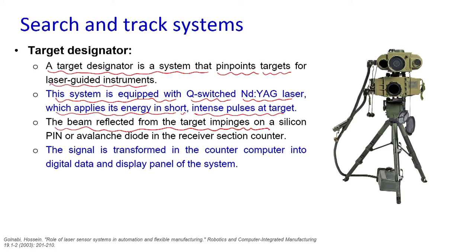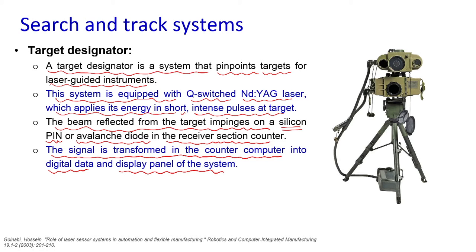So in this case, we are using a Q-switched Nd laser, a solid state laser, which is applying the energy in a very short duration, and these pulses are intense pulses. So by using the pulses of lasers, we can pinpoint the target. The beam which is getting reflected from the target is impinging on a silicon pin, or a silicon substrate or avalanche diode. So whatever reflections are there from the target will get on the silicon pin or avalanche diode in the receiver section counter. Based upon the number of pulses which we are getting reflected back, that gives a certain pattern to us. These signals are transformed in the counter computer, and that is generating the digital data, and it would be displayed on the system.